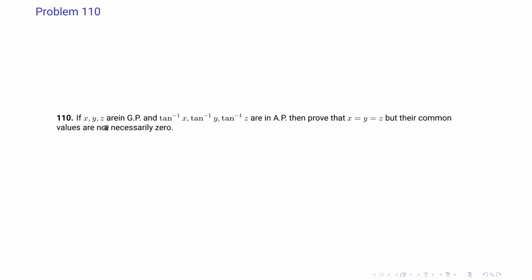If x, y, z are in GP and tan inverse x, tan inverse y, tan inverse z are in AP, then prove that x is equal to y is equal to z, but their common values are not necessarily 0.